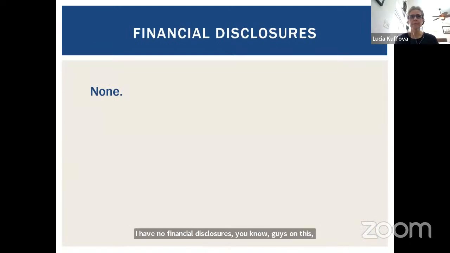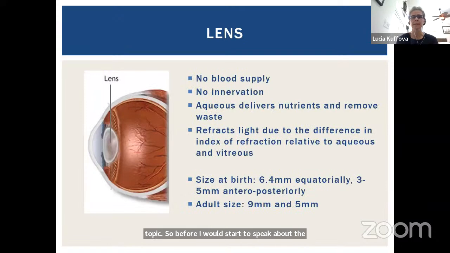Before I start to speak about the pathology and the cataract itself, I wanted to start with the lens and remind ourselves that it is a very specific organ in the eye which does not have a blood supply. It is without innervation, and any nutrition which is delivered into the lens for normal functioning is delivered by the aqueous humor. The same way the waste is removed as an outcome of the metabolism of the lens itself.